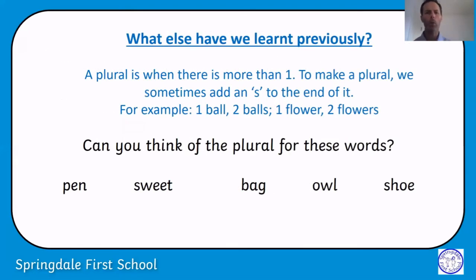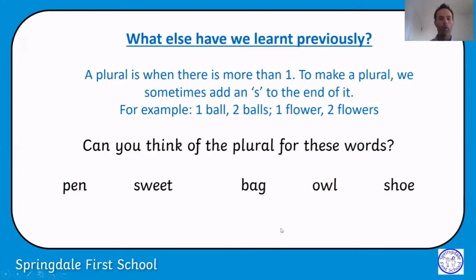What else have we learned previously though? Well, we've also learned a plural is when there is more than one. So to make a plural, we sometimes add an S to it. For example, one ball, two balls. One flower, two flowers.